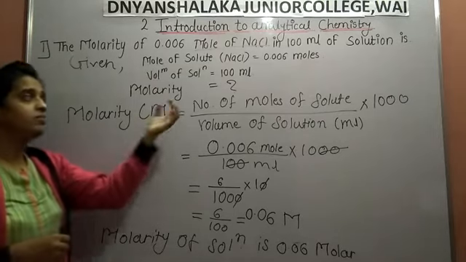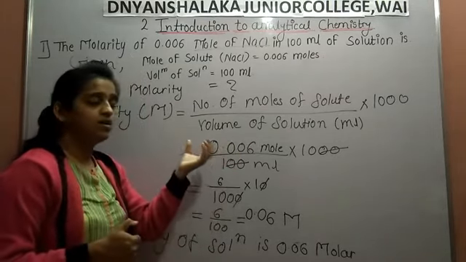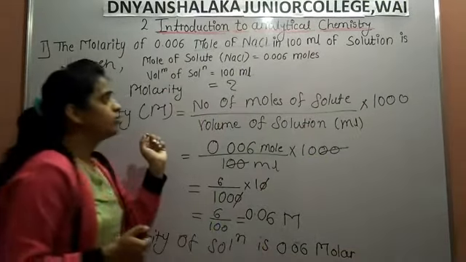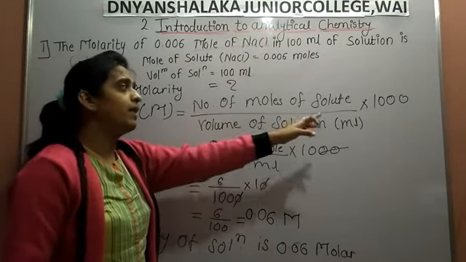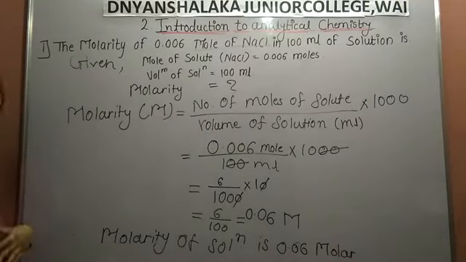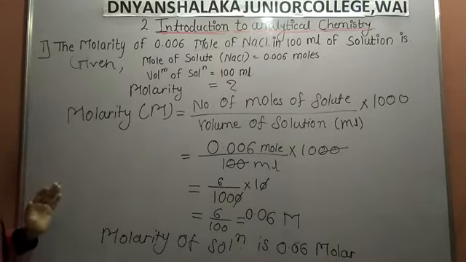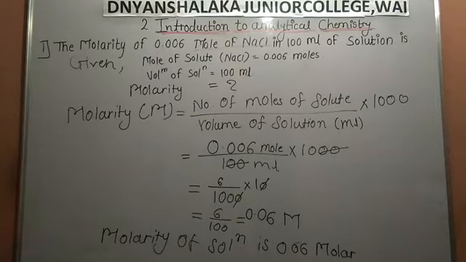So for the correct formula, suppose in some question the volume of solution is given in liters. Then we don't need to multiply. But in this question the volume of solution is given in milliliters, so we multiply by 1000. So put this value in this formula and we get the final answer. But you must solve the mathematical steps carefully. So the molarity of solution is 0.06 mole.